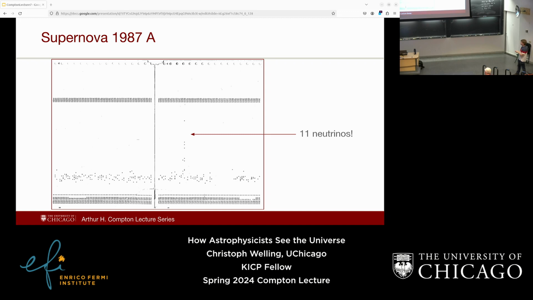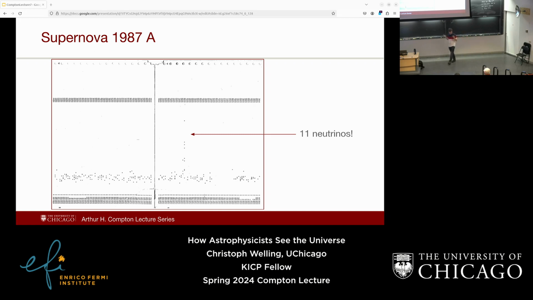Time on this, by the way, goes from right to left for some reason. You can also tell they got really lucky, because this is when the detector was down for maintenance, so they turned it on just in time. And they saw about 11 neutrinos, which is enough to tell you that there definitely is something. But again, neutrinos very rarely interact.